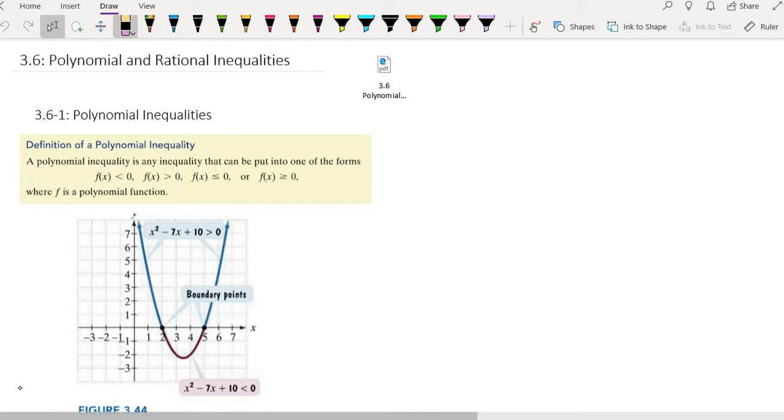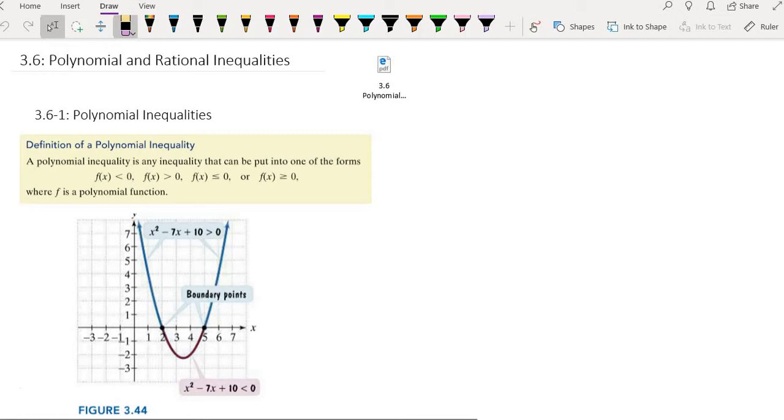If I have something like f of x less than, greater than, less than or equal to, or greater than or equal to 0, where f is a polynomial function, anytime we see this form, we're going to say this is a polynomial inequality.